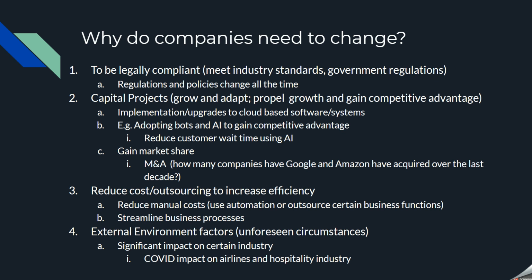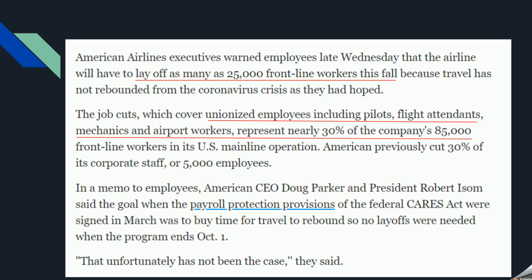And number four, last but not least, external environment factors. There are some unforeseen circumstances, right? So, for example, COVID, like I briefly talked about, has had a huge impact on the airline and hospitality industry, right? As a result of COVID, airlines now have to find a way to increase their bottom line or reduce costs, right? So these are the main reasons why companies sometimes need to change, and that results in either projects or other types of work that you as a business analyst have to get involved in order to help deliver. Okay, so here's a case study.